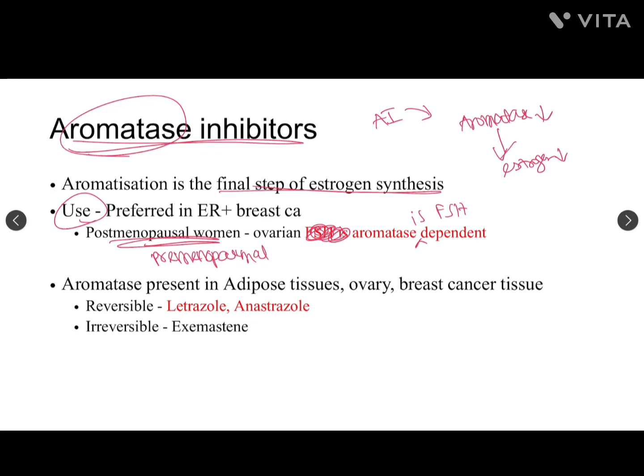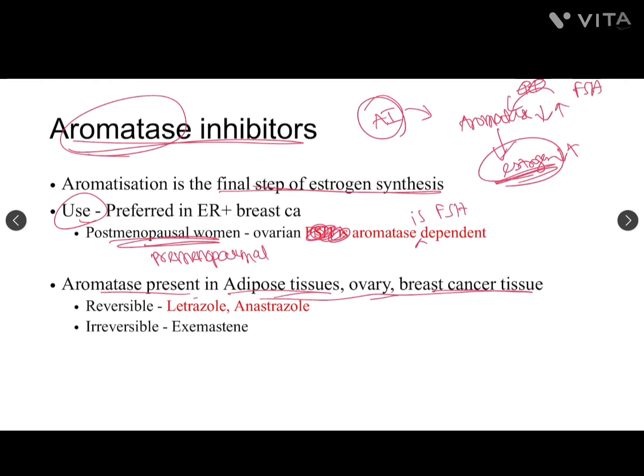This is going to cause a feedback increase in the production of follicle stimulating hormone. They are going to increase the activity of aromatase, thereby compensating for the losses, compensating for the estrogen decrease. So estrogen comes back to normal level. So that is why when you use aromatase inhibitors in a premenopausal woman, it is not as effective. But when you use it in a postmenopausal woman, as ovaries do not produce estrogen here, this effect can be escaped from.